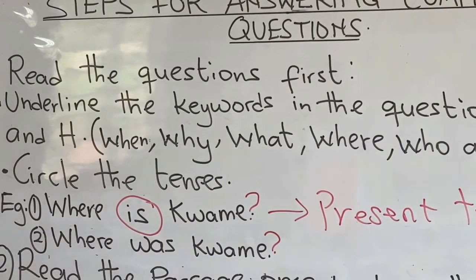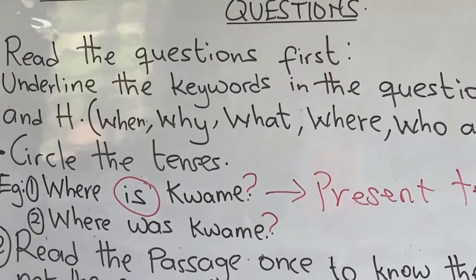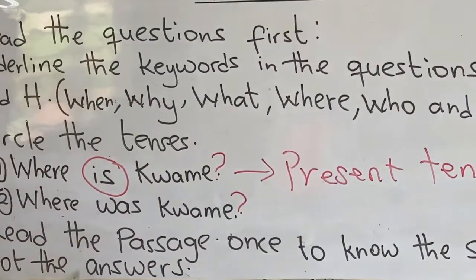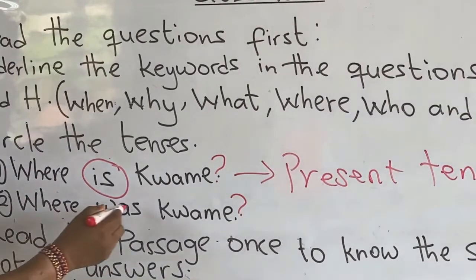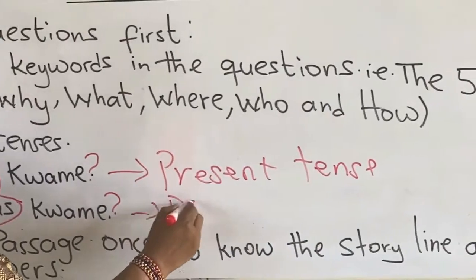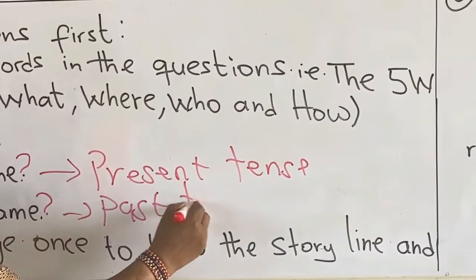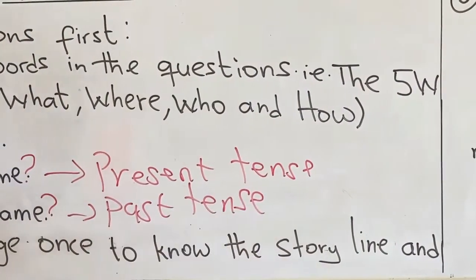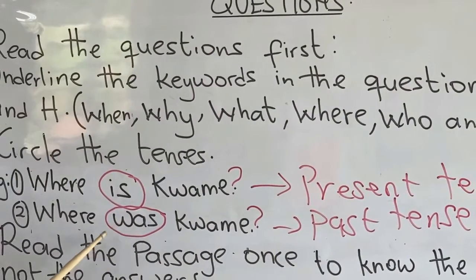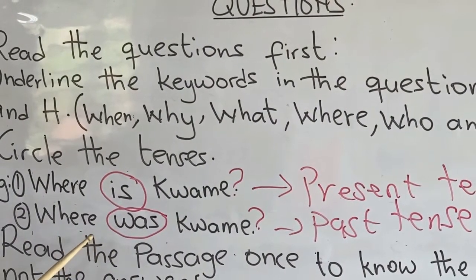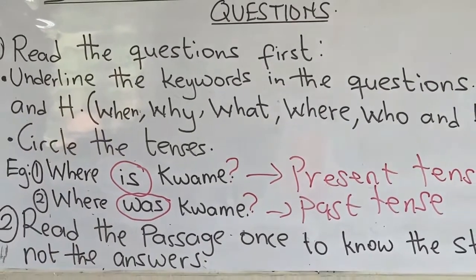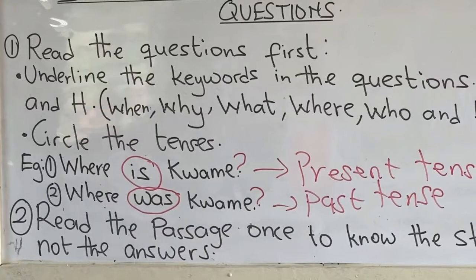present tense. Now, let's look at example 2. Where was Kwame? The verb here is in the past tense, meaning because of the words, when answering this question, the answer should be in the past tense. Now, let's move on to step 2.